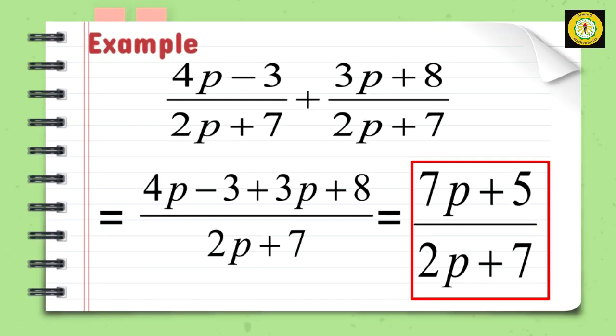Next example. 4p minus 3 over 2p plus 7 plus 3p plus 8 over 2p plus 7. Combine like terms: 4p plus 3p, negative 3 plus 8, and copy the same denominator. The answer is 7p plus 5 over 2p plus 7.